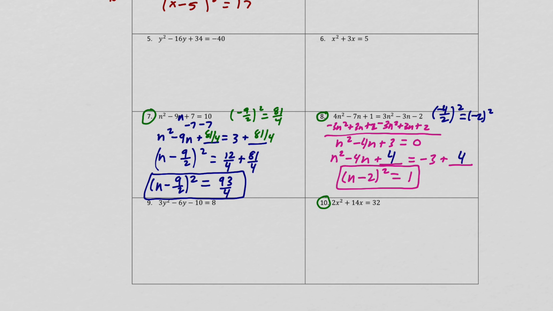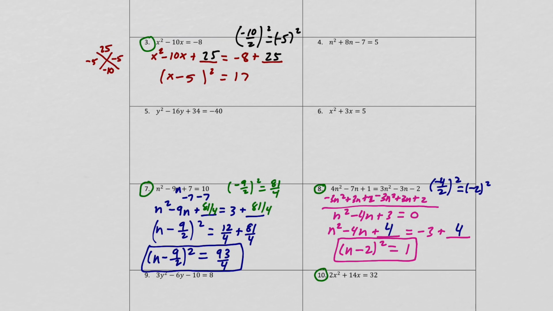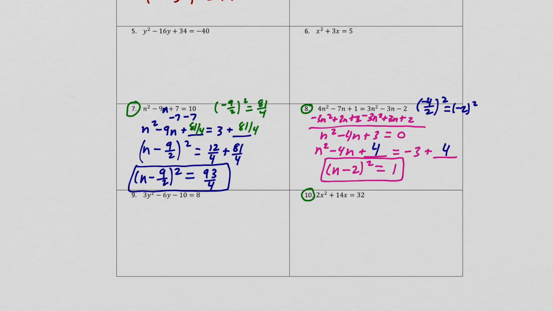All right, and then the last one is number 10. The big thing on this one that we have to do first is you're going to notice that this is the first problem where the leading coefficient is something other than 1. Number 8 had a 1 in front of it. Number 7 had a 1 in front of it, and also number 3 had a 1 in front of the x squared. So first thing we're going to do is divide everything out of here by 2. So I'm going to divide a 2 from the left and divide a 2 from the right.